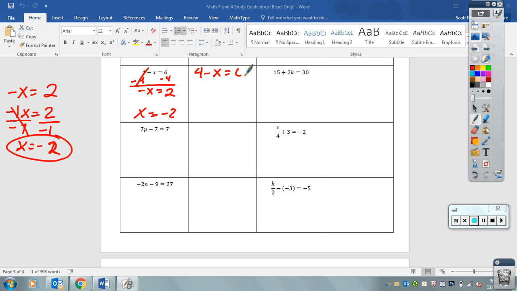4 minus x equals 6. 4 minus, everything stays the same, except x now becomes negative 2.